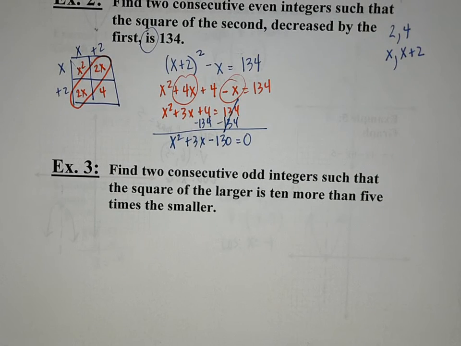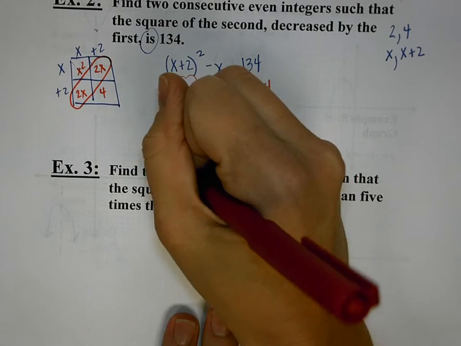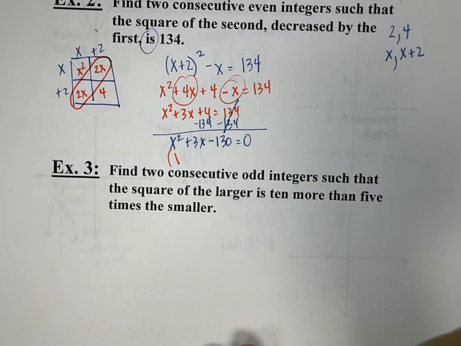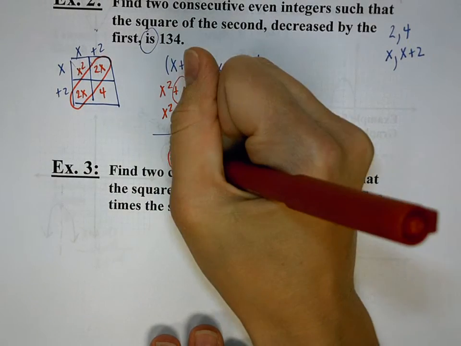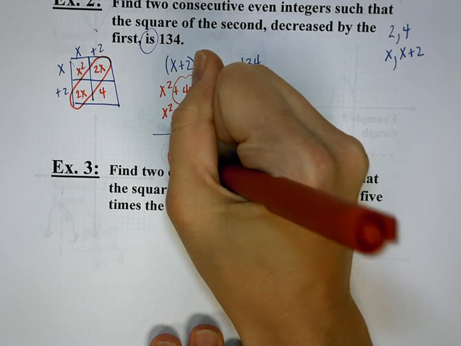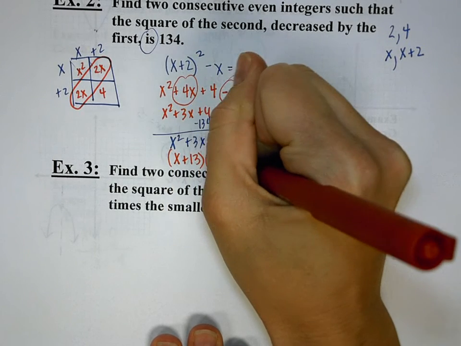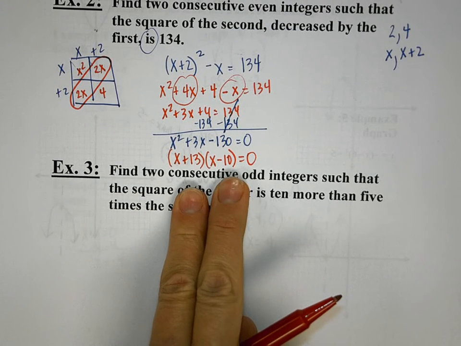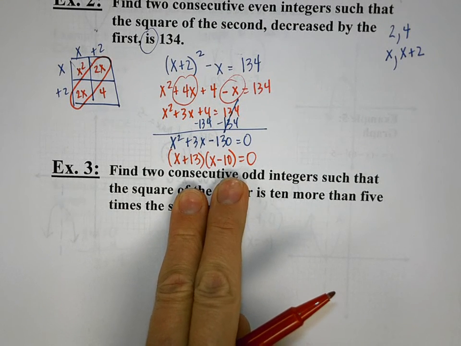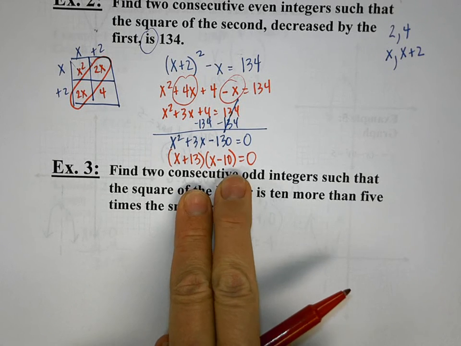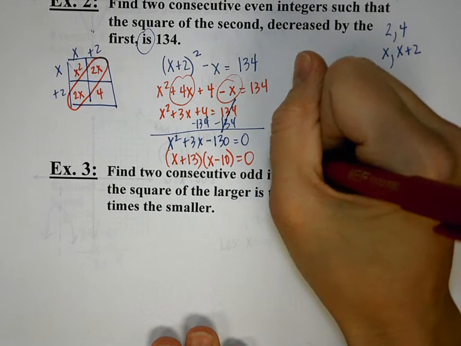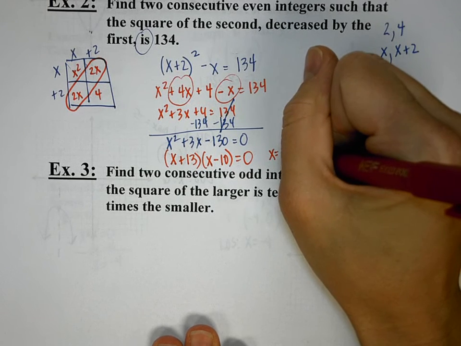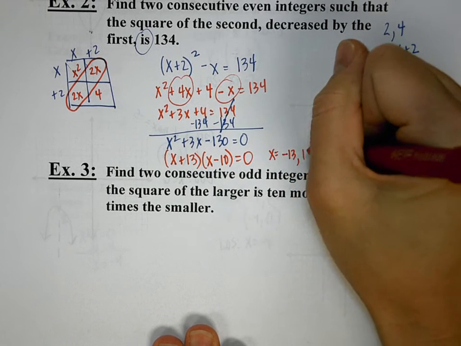Okay, so now we're figuring out what multiplies to be negative 130 and adds to be positive 3. Good, so you're going to have 13 and 10. Good. So negative 10. So x plus 13 and x minus 10 equals 0. If we double check, these do add or subtract to be 3 and multiply to be negative 130. When I set those equal to 0, what does x equal? Good, negative 13 and a positive 10.